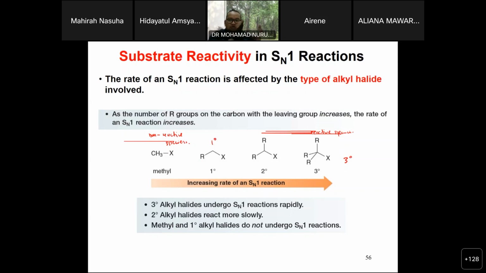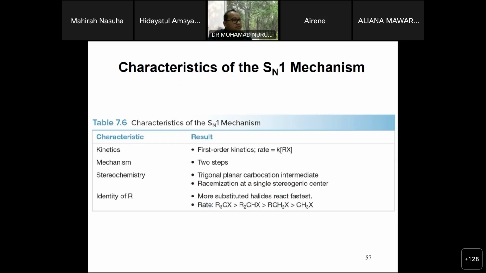Okay, SN2, SN1, methyl and also primary. SN1 reactions are only for tertiary. But for the secondary, it has a middle probability, because it can go by both SN1 and SN2 but reacts slowly. This trend is exactly opposite to SN2 reactions. So this is a characteristic of the SN1 mechanism.